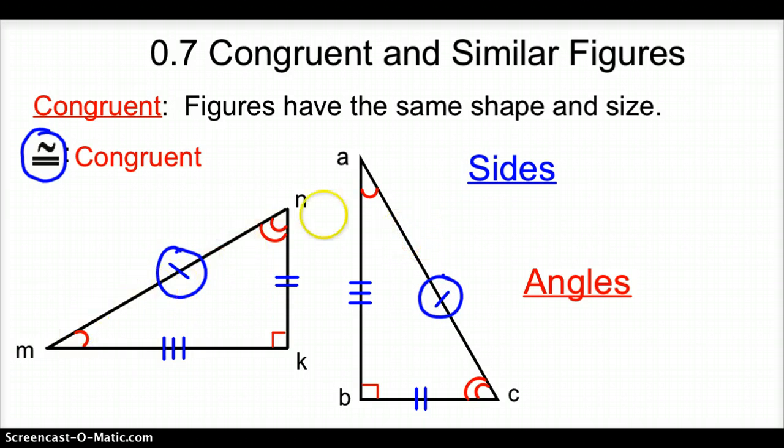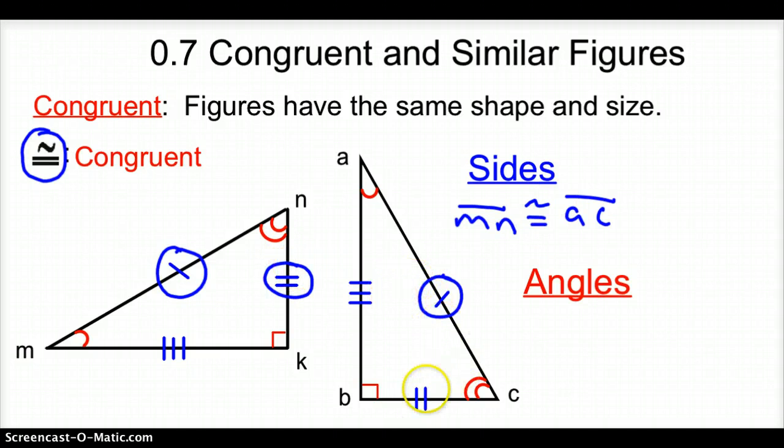So for example, we would have side MN, and we label that with a bar over top, is congruent to AC, with a little bar over the top. Also, I would have side NK is congruent to CB, because they have the same amount of tick marks, and same thing for AB and MK.